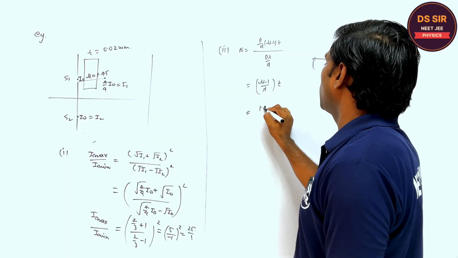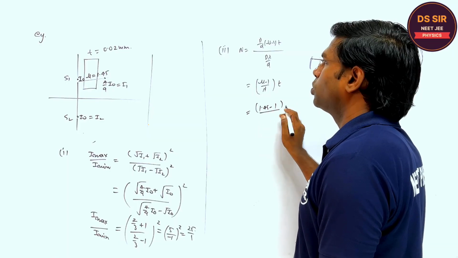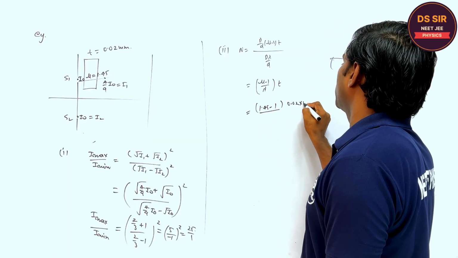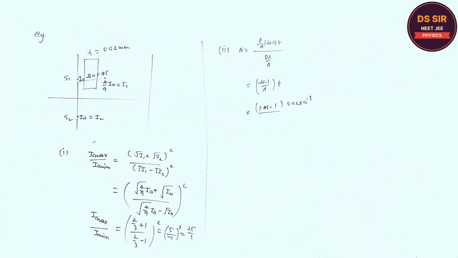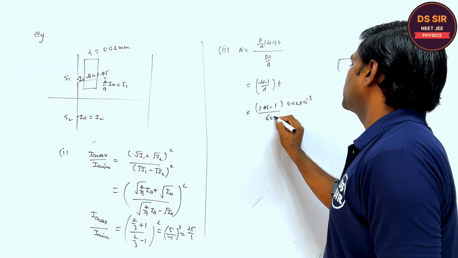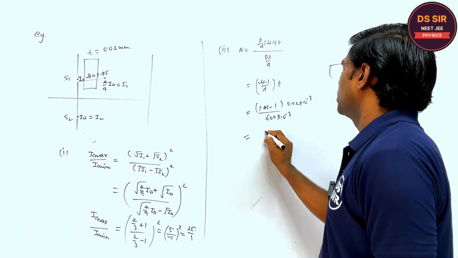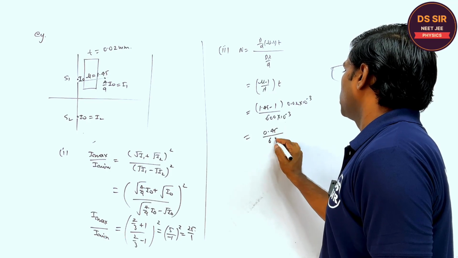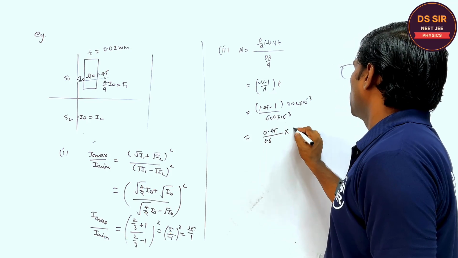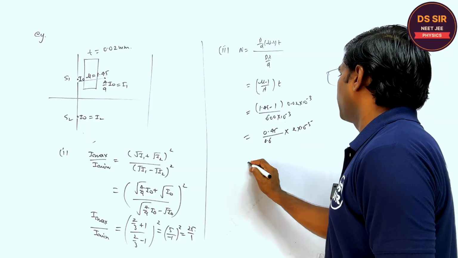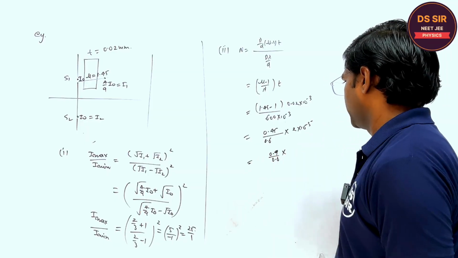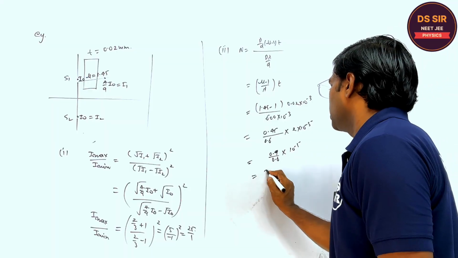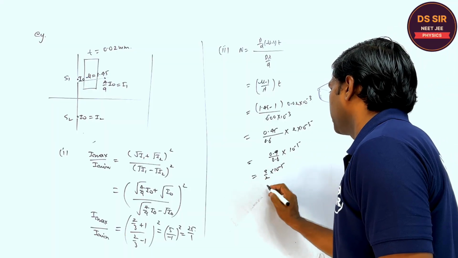So mu is 1.45, minus 1, into t. Thickness is 0.02 into 10 to the power minus 3. And what is the wavelength? The wavelength given is 600 nanometer. So it is 600 into 10 to the power minus 9. 0.45 upon 0.6 into 2 into 10 to the power minus 5. 0.9 upon 0.6, right, into 10 to the power minus 5.